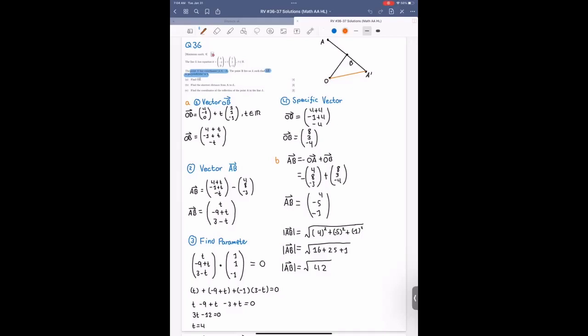Specifically, we'll take a look at two Revision Village questions. One about the shortest distance between a point and a line, and the other about the shortest distance between two lines. And without further ado, let's begin.